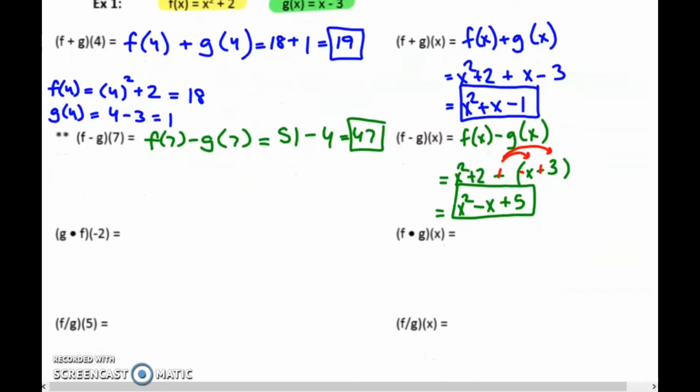Okay, well let's do some multiplication here. (g times f)(-2), what I expect you to show is g(-2) times f(-2). Okay, so g(-2), you plug in the negative 2 to g, you get negative 2 minus 3, that's going to be a negative 5.